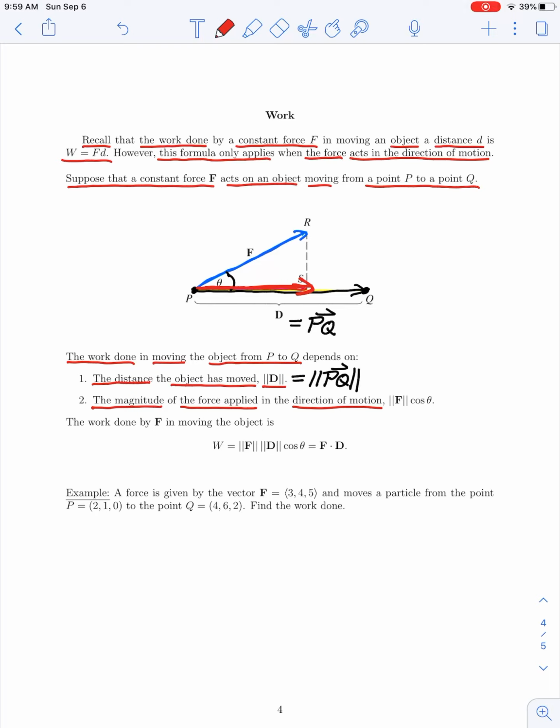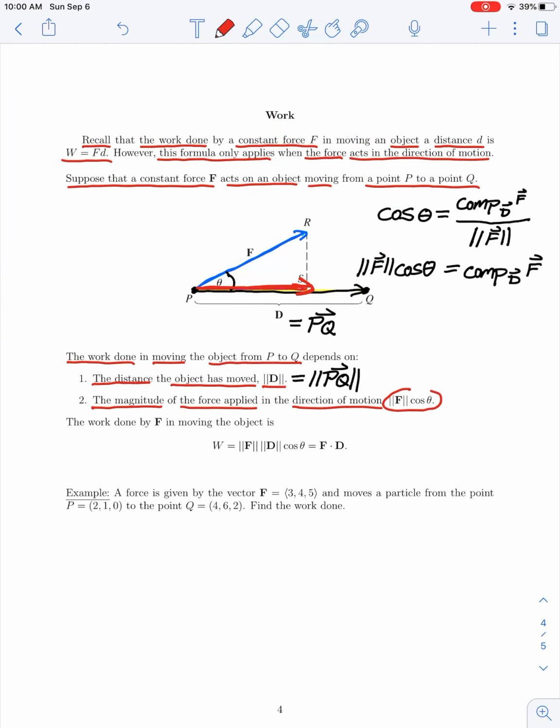So let's think about how to find this. The length of my vector shown in red here would be associated with cosine of the angle between those vectors, which would be given by the length of this red vector, the component of the force vector onto the displacement vector, divided by the magnitude of the force vector F. Solving for that component of F onto D, the same as we did in our previous discussion, we would have the magnitude of this force vector times cosine of the angle between them as the component of the force acting in the direction of motion.